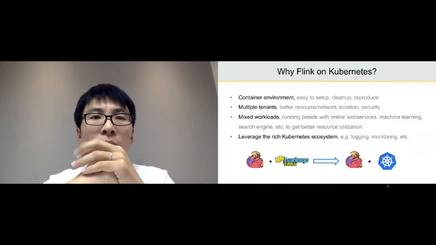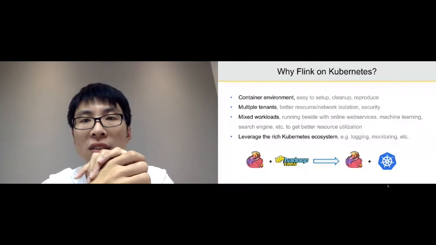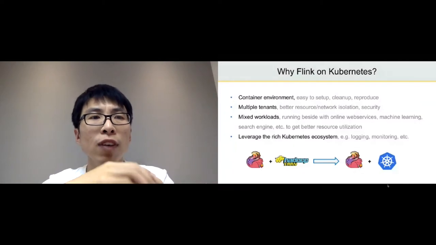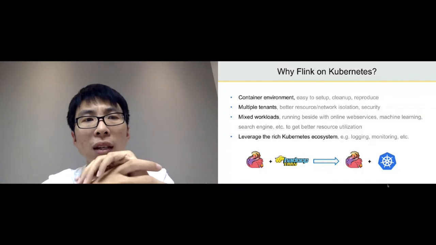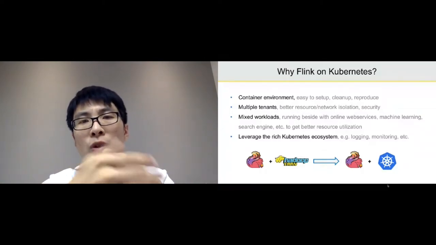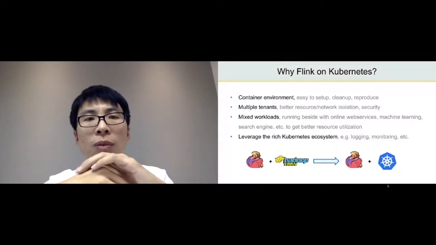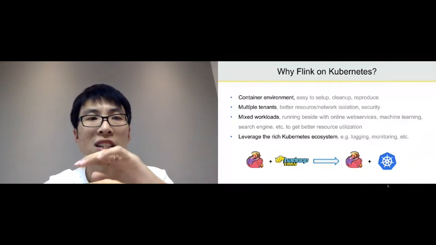Docker container Kubernetes could provide better resource or network isolation. Also, it could provide better security. Benefiting from the multi-tenancy and isolation, we could run mixed workloads in the same Kubernetes cluster. For example, we could run online web services, machine learning workloads, search engines, and big data workloads in the same cluster. So we could get better resource utilization.